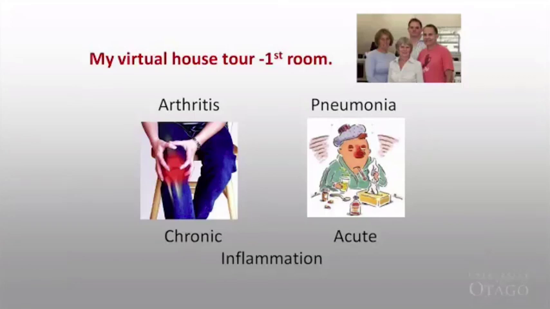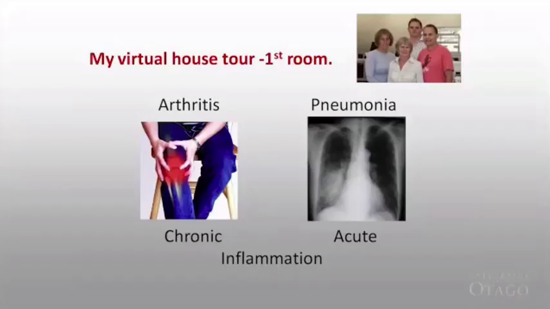But in this room, there are two other people. One of them has arthritis and one has pneumonia. This is to illustrate the topic of our research. We broadly cover the reasons why this person gets arthritis and why this person gets pneumonia. And both of these conditions are a result of inflammation, either chronic or acute.